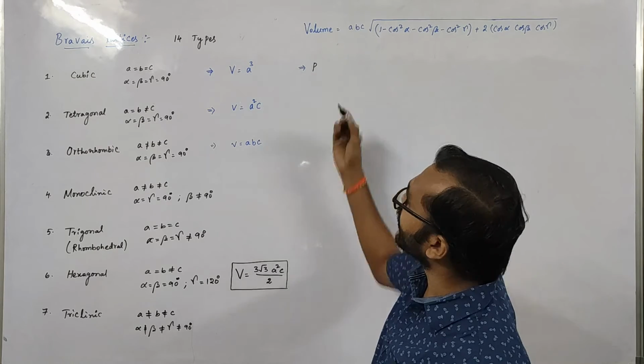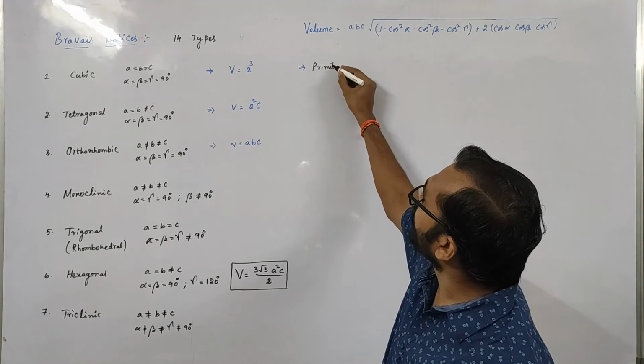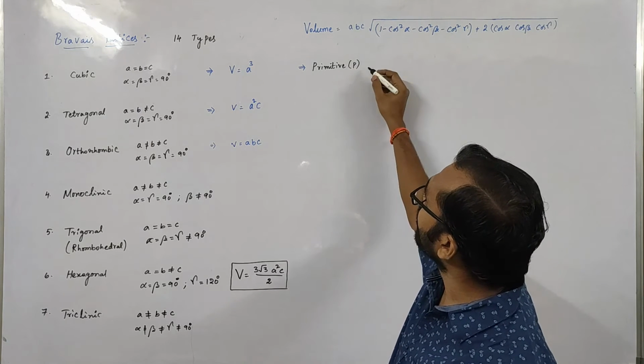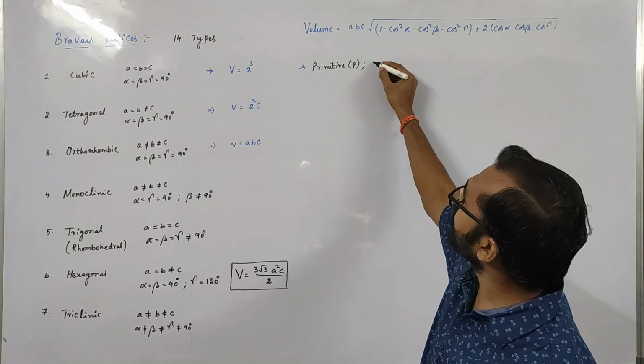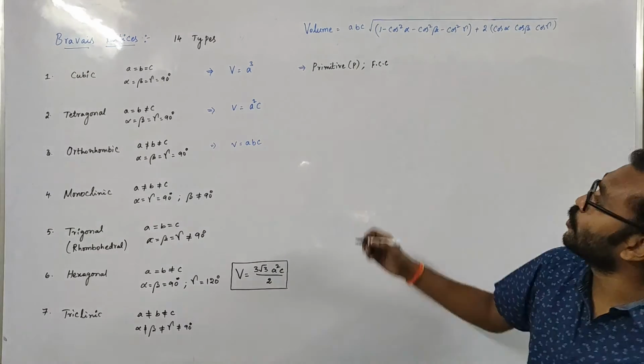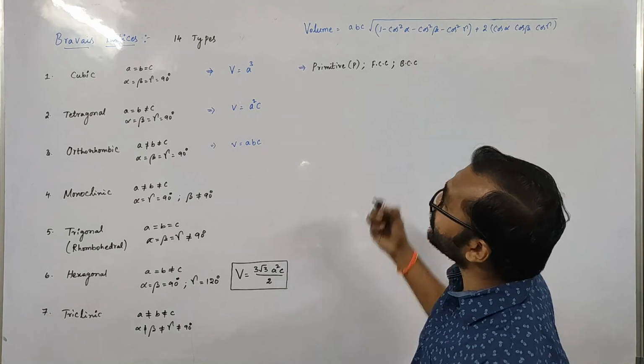Primitive. Can I write that as P? Right? So from here on, we use this primitive as P. Then face centered cubic, I write as FCC. Body centered cubic, BCC. I cannot use end centered cubic.